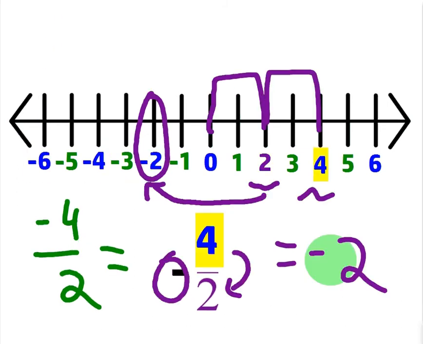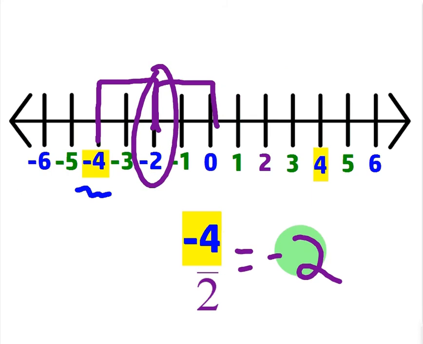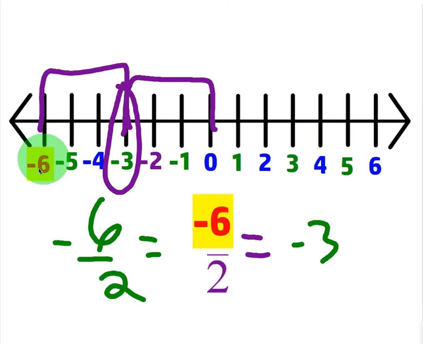Same thing as multiplication, yes, because at the end of the day, if we take the negative 2 and multiply by 2, we end up where we started with, which is negative 4. Yes. Very good. All right, let's look at this one. Negative 6 divided by 2. Again, if we cut that in half between negative 6 and 0, we get negative 3. So no matter how you divide a negative by a positive, you'll always get a negative number back.